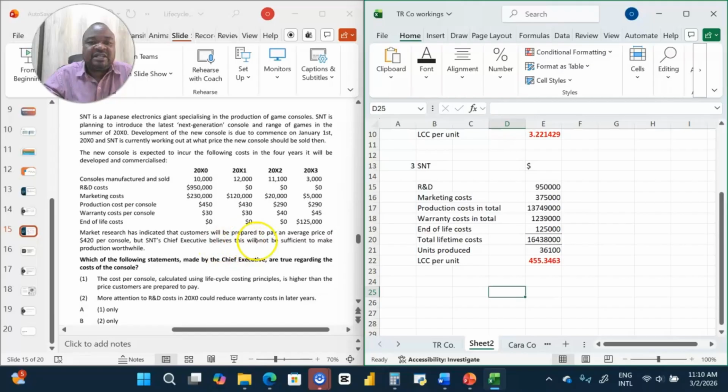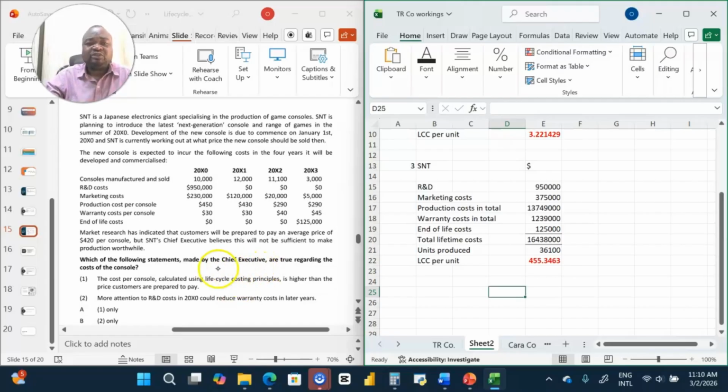Market research has indicated that consumers will be prepared to pay an average price of $420 per console. So there is a problem. Our life cycle cost has been 445, which is larger than what the customers expect to pay as a selling price. So we've incurred much production costs. The Chief Executive believes this will not be sufficient to make production worthwhile, because if the selling price offered is lower than the cost of production, then we are in trouble. It won't be worthwhile to continue with the production.